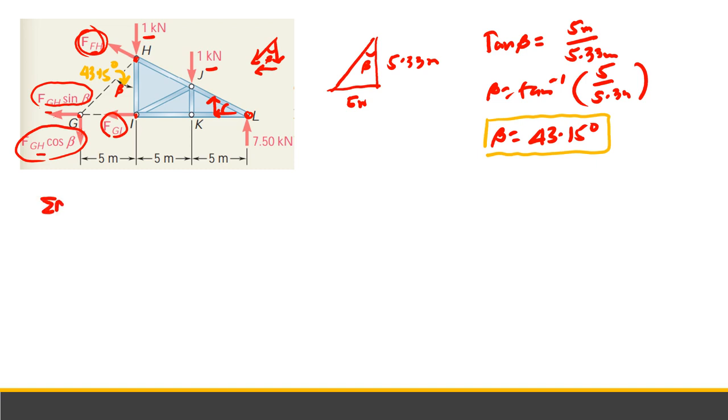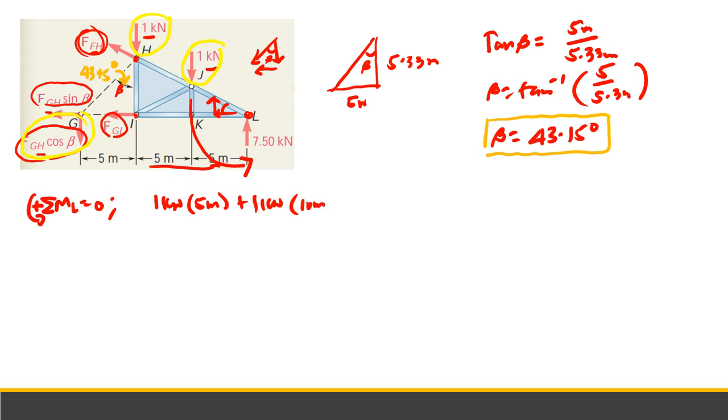So, summation of moment at L equals to 0. Counterclockwise, positive. So, tatlo lang yung force na gagamitin natin. So, that is yung 1 kilonewton here, 1 kilonewton here, and yung Y component ng FGH. Okay, so the effect of 1 kilonewton dun sa L is counterclockwise. So, 1 kilonewton times, yung first is 5 meters, yung perpendicular distance, plus 1 kilonewton, yung pangalawa is 10 meters na. And then, yung effect ng FGH cosine beta is also clockwise. So, that is positive. FGH cosine beta natin is 43.15 times yan yung distance niya, that is 15 meters equals to 0.